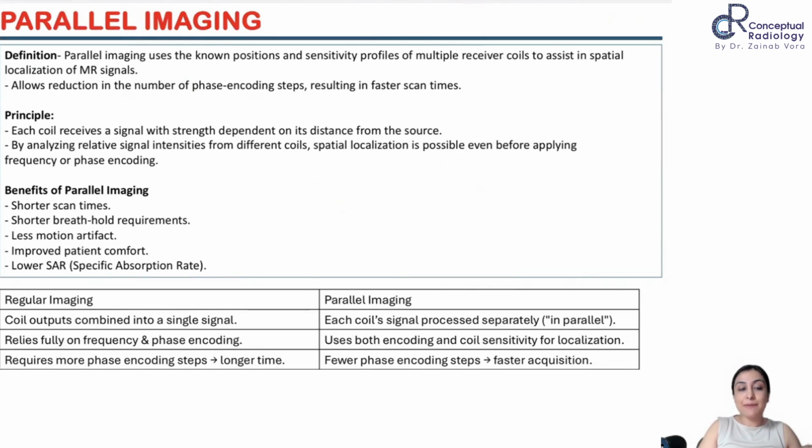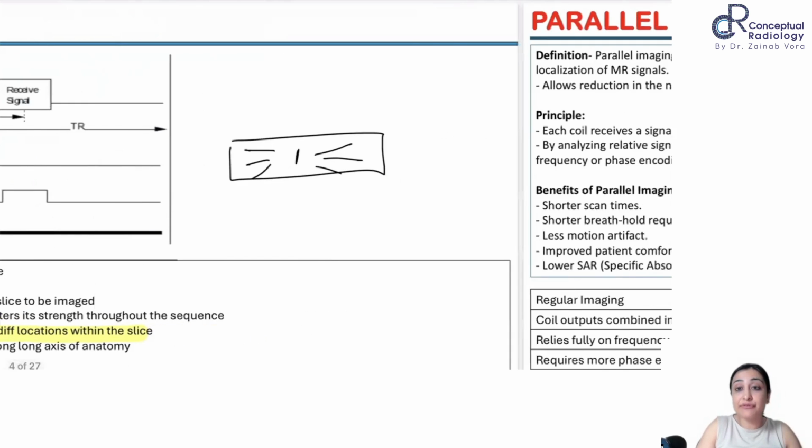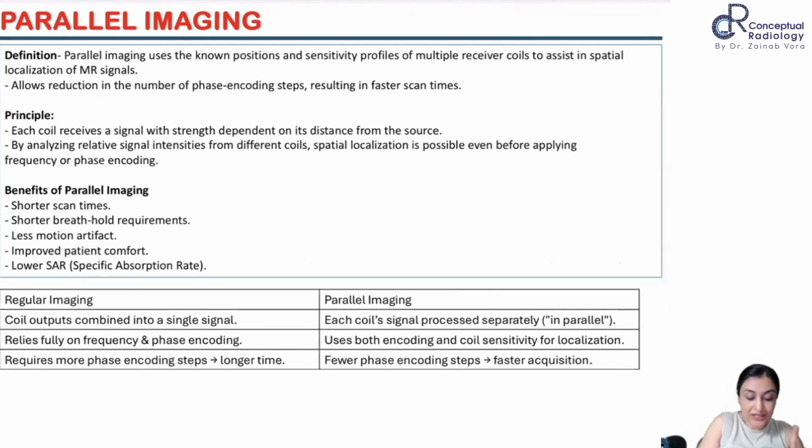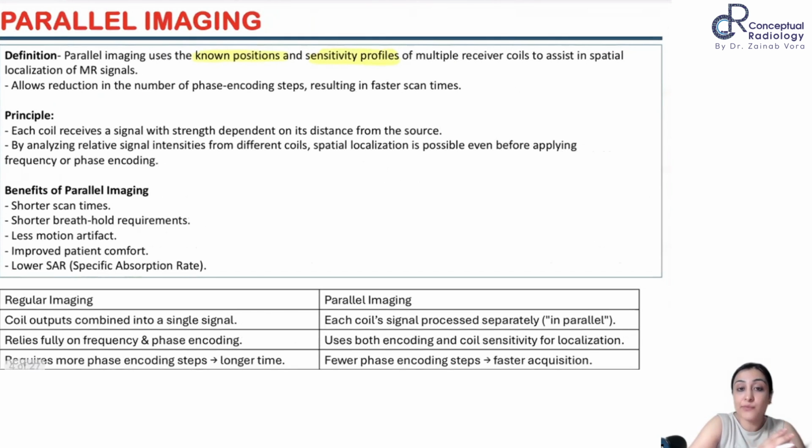So what is this parallel imaging here? Very commonly used in practice also. So this is important. In parallel imaging, we are basically relying on the phase encoding gradient, that in one particular slice, different coils will have different sensitivity. The concept here is that we already know the position and sensitivity profile of the different coils. So that is basically going to tell us what information is coming.